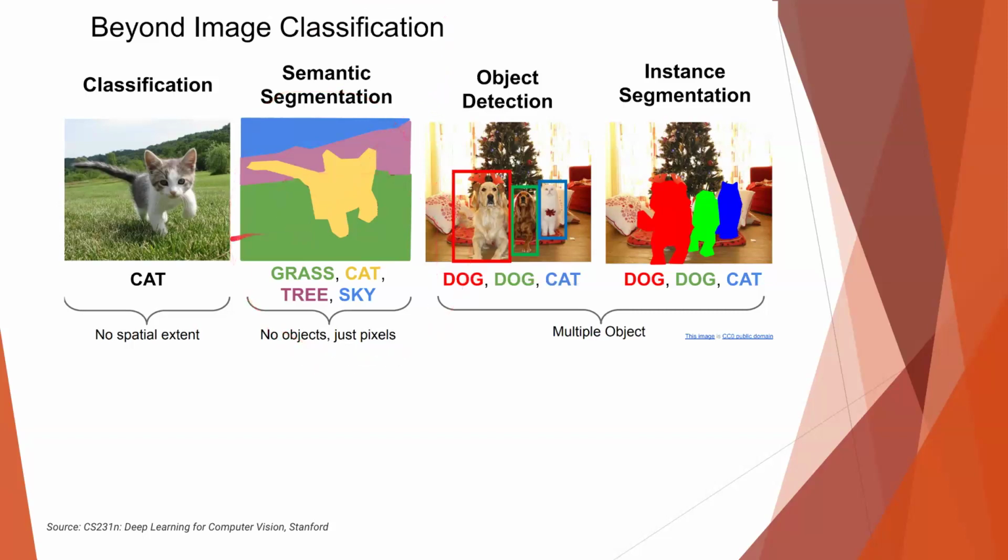In segmentation, what happens? Every pixel should have an identity. Here you see we have grass, and grass has an identity. Everything is green in color, and the cat is all yellow, and the trees are blue and pink. This kind of thing, where every pixel is segmented, is known as semantic segmentation.